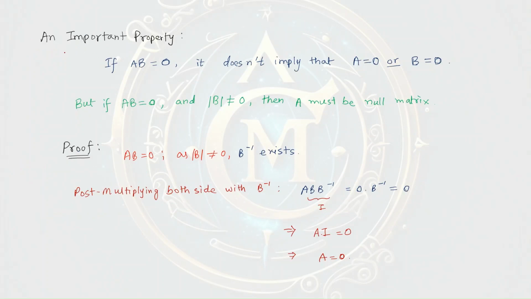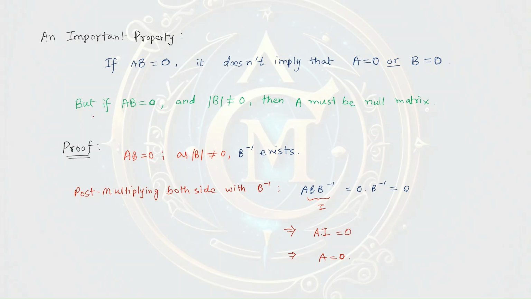Now an important property. If AB is a null matrix, it does not imply that A is a null matrix or B is a null matrix. Like in normal algebra, if we are given that AB is 0, then we can definitely say that either A or B is equal to 0. But in the case of matrix algebra, we cannot directly say that. It may be a particular case when either A or B is a null matrix, but we cannot say in general that it has to be true.